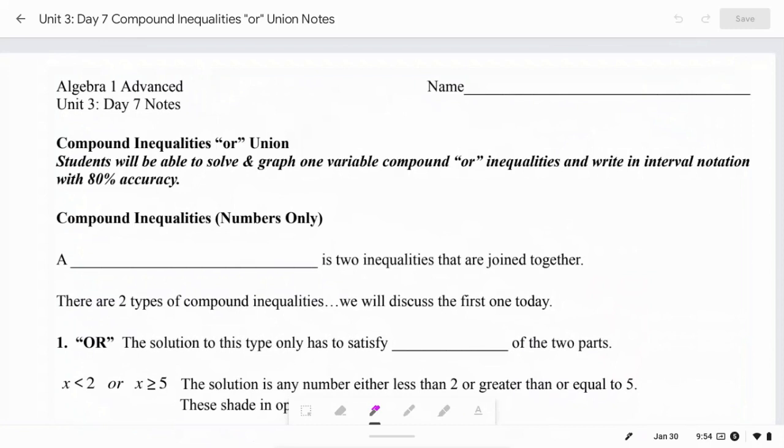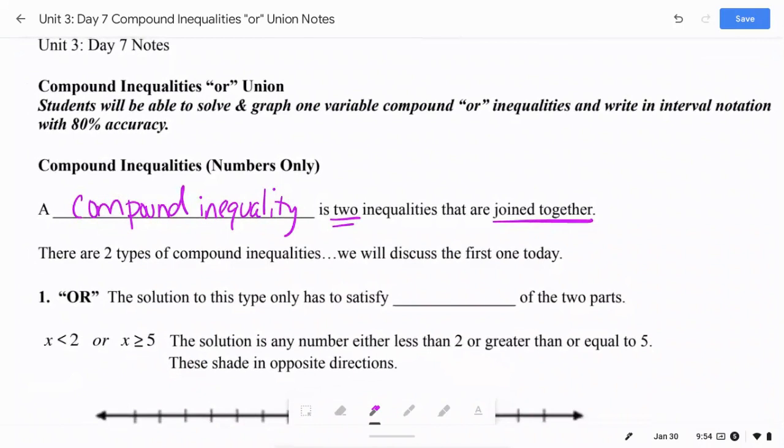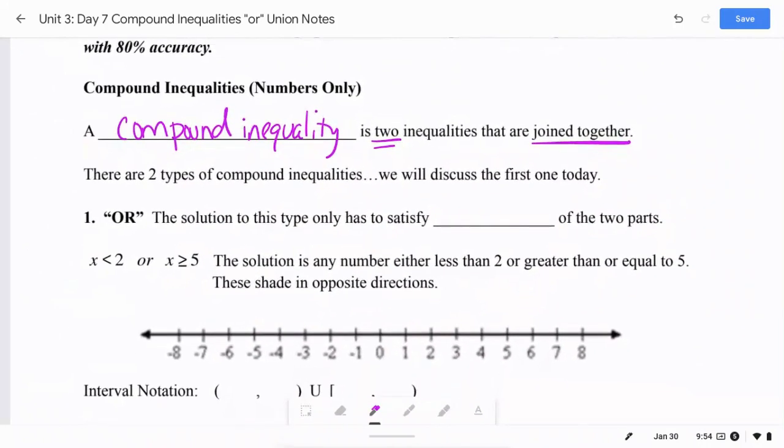So compound inequalities. Basically, a compound inequality means two inequalities that are joined together. As I mentioned, there's two types of compound inequalities, but we're just going to discuss the first one today, which we're going to call or. The solution to this type only has to satisfy one of the two parts.